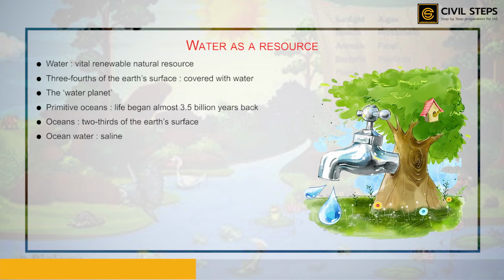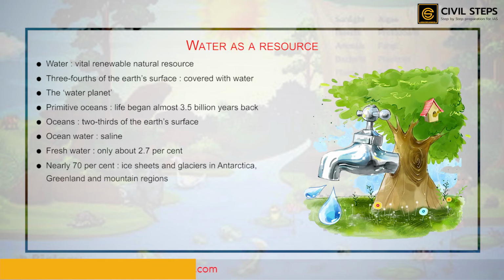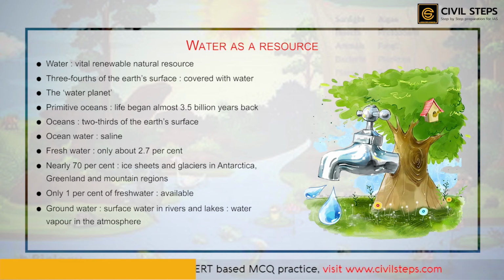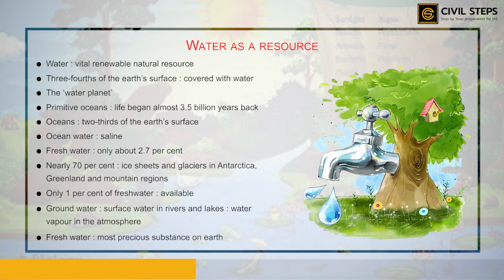The ocean water is, however, saline and not fit for human consumption. Fresh water accounts for only about 2.7%, and nearly 70% of this occurs as ice sheets and glaciers in Antarctica, Greenland, and the mountain regions. Due to their location, they are inaccessible, and only 1% of the fresh water is available and is fit for human use. It is found as groundwater, as surface water in rivers and lakes, and as water vapor in the atmosphere. Hence, fresh water is the most precious substance on the earth.